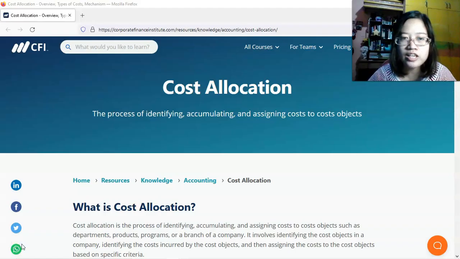Hello, so this is for the subject Managerial Accounting for HR students, and the topic of this video is cost allocation. So we have here an article from corporatefinanceinstitute.com. Okay, so yung cost allocation, ito yung process of identifying, accumulating, and assigning cost to cost objects.